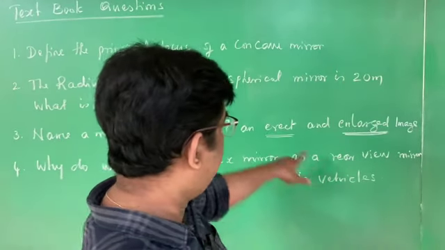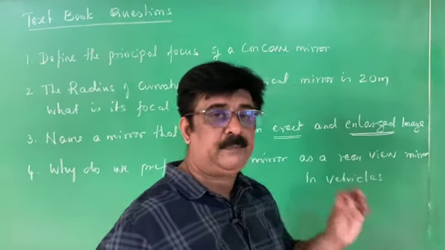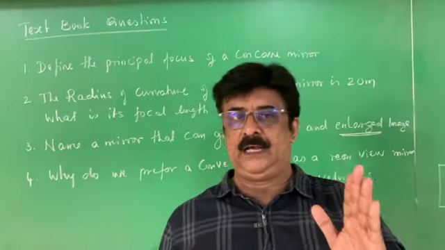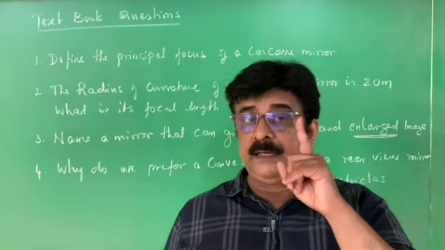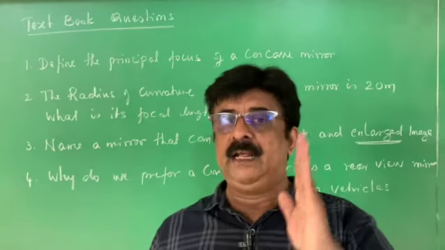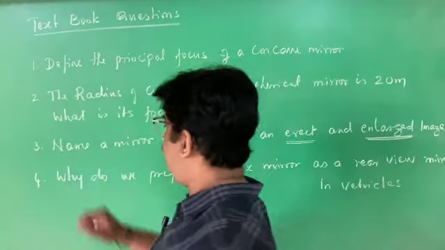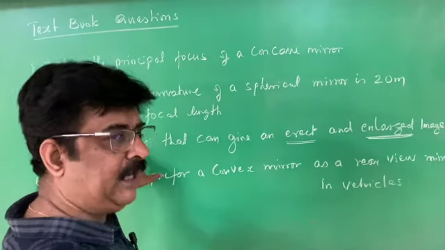enlarged. Therefore, if you want to get an erect and enlarged image, you have to use which mirror? Concave mirror. And in the concave mirror, where should the object be placed? The object should be placed between P and F. That is the answer for the third question. Name the mirror. Answer is concave mirror.